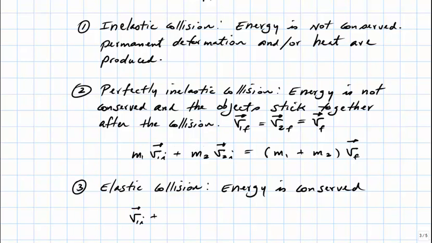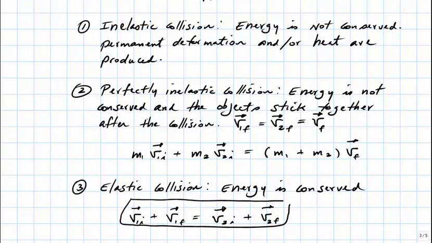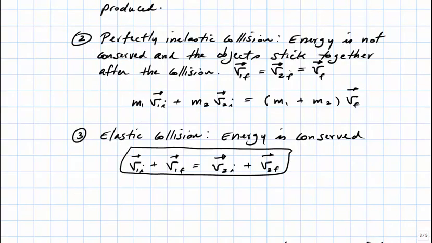The outcome looks like this. V1 initial plus V1 final will equal V2 initial plus V2 final. Now, this outcome may only be used when the word elastic is referenced within a problem. If the problem does not use the word elastic, then this equation cannot be used. So let's include a note to that effect.